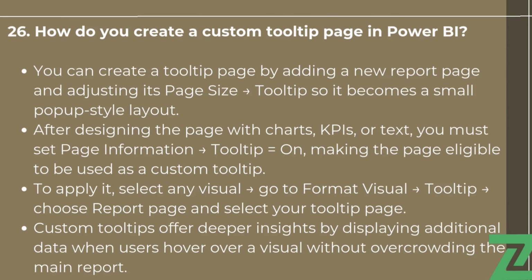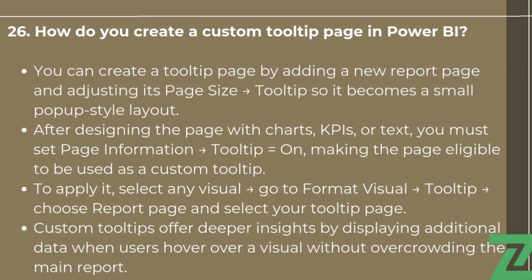26th question. How do you create a custom tooltip page in Power BI? You can create a tooltip page by adding a new report page and adjusting its page size. Click on Tooltip so it becomes a small pop-up style layout. After designing the page with charts, KPIs, or text, you must set page information, then turn on Tooltip, making the page eligible to be used as a custom tooltip.